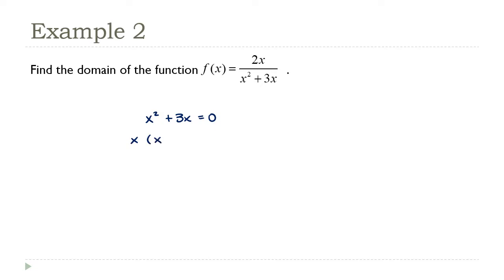This is x times x plus 3. And we get two solutions, right? X equals 0 from the first factor, and x equals -3 from the second factor. So those are the numbers that are not in my domain. So again, how would we write this? Well, using the set builder notation, I would say the domain is all real numbers such that x is not equal to -3 or 0.